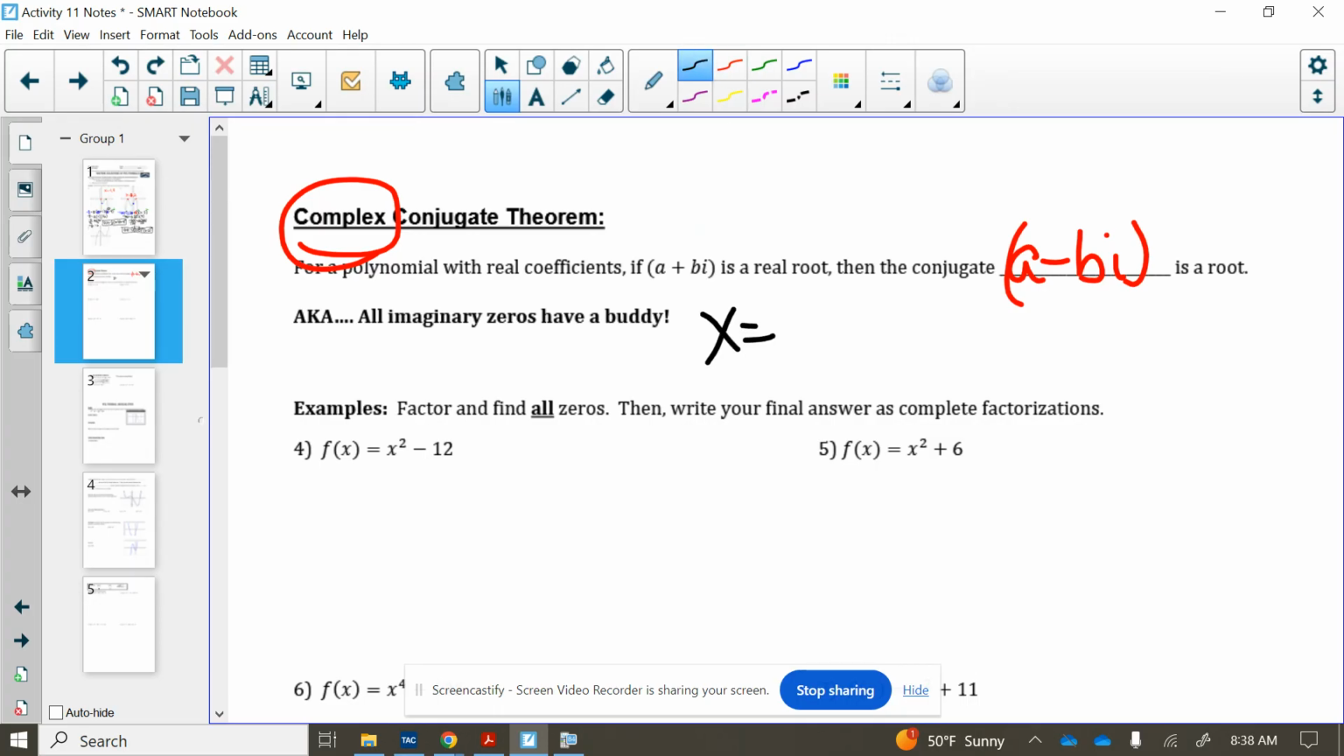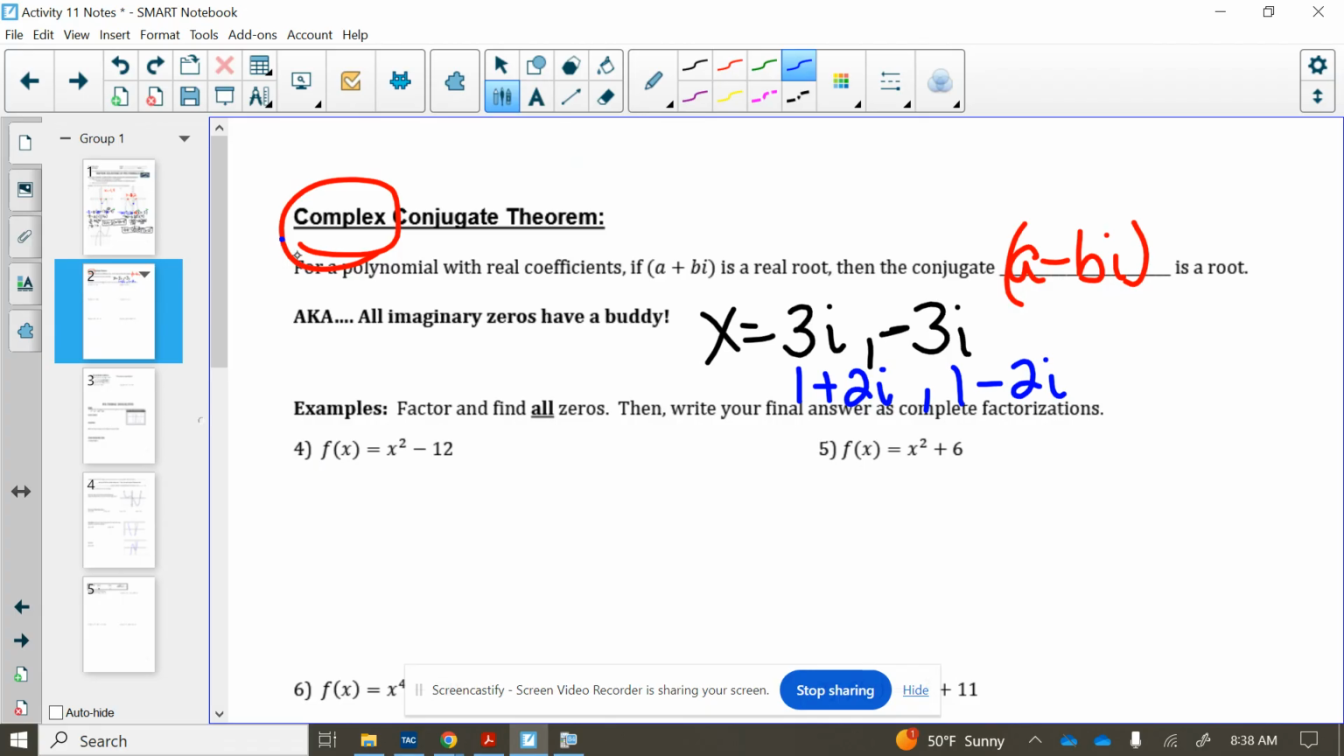So if I know that 3i is one of my zeros, I automatically know negative 3i has to be my zero as well. Or if 1 plus 2i is a zero, I know 1 minus 2i is a zero. Their conjugates are always buddies.